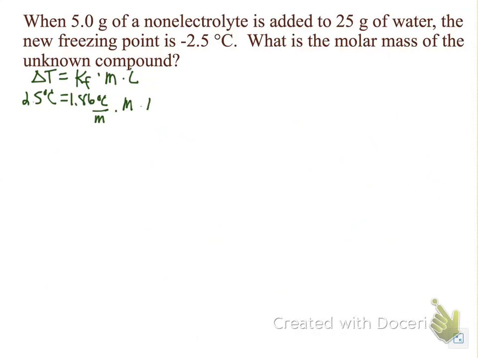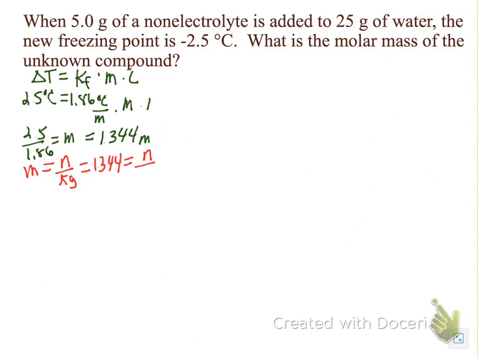molality is going to have to lead us to the molar mass. So let's figure out what molality is by dividing both sides by 1.86. And when I do that, I get a molality of 1.344. I'm going to carry some extra sig figs. Alright, so that's molality. So if we remember, molality is moles over kilograms. And what I know is molality is 1.344. I don't know moles, but I do know kilograms, because I know I have 25 grams of water.